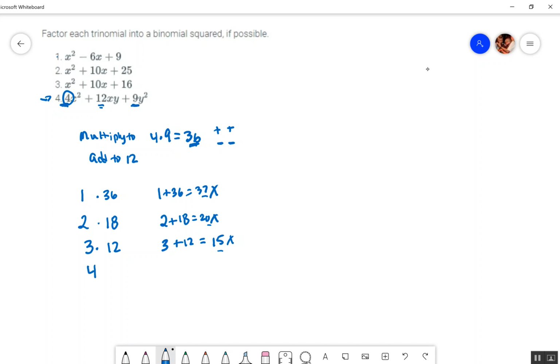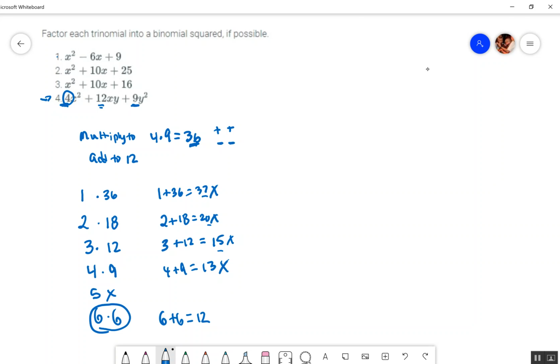If the first one's a 4, then let's see. Oh, the second one is a 9 because it has to multiply to 36. And 4 plus 9 is 13. That's not going to work. Let's see. 5 doesn't divide into 36. If the first one is a 6, then the second one also has to be a 6. And 6 plus 6 equals 12. So those are my two numbers, 6 and 6.